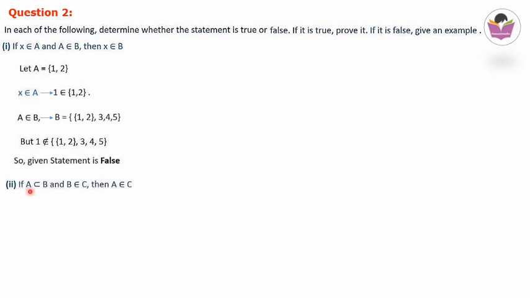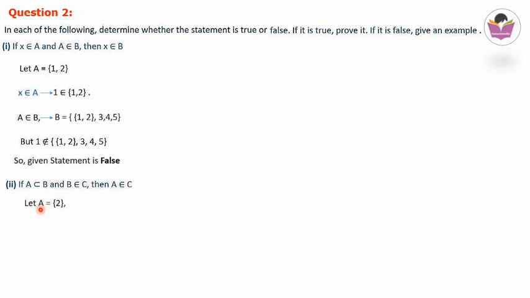Next is, if A is a subset of B and B element of C, then A element of C. Remember this statement again. A is a subset of B means every element of A should be there in B. And B is an element of another set C. Set B is an element of another set C. Then set A element of set C. That is what the given statement.